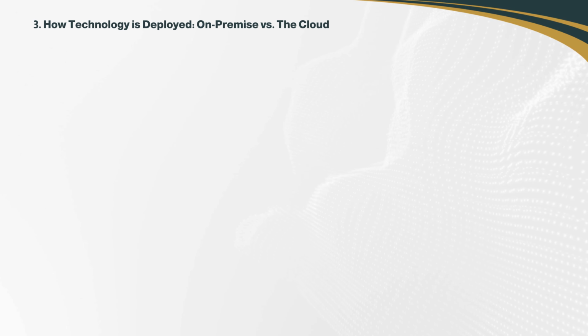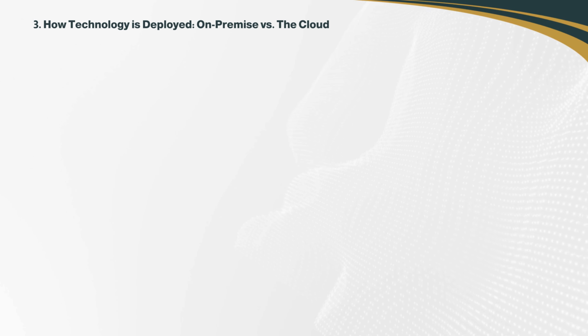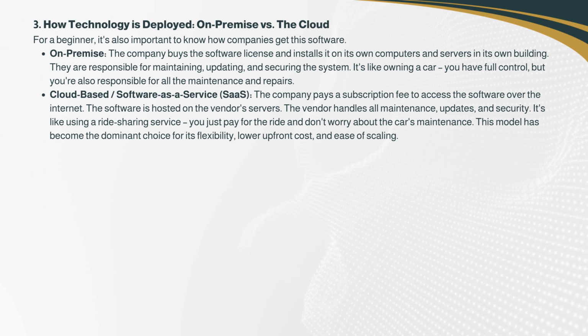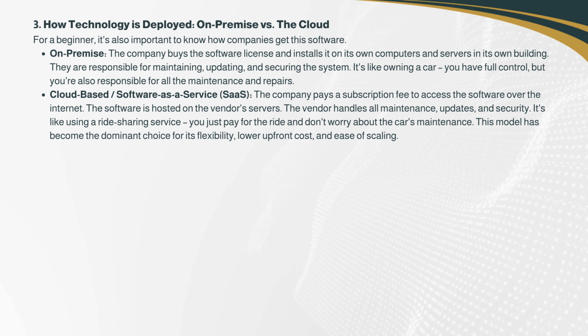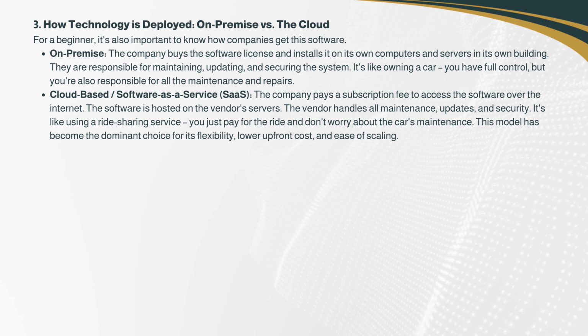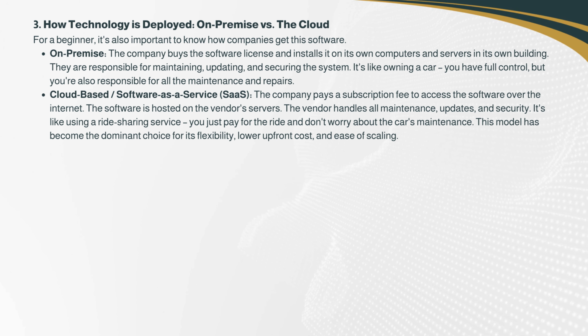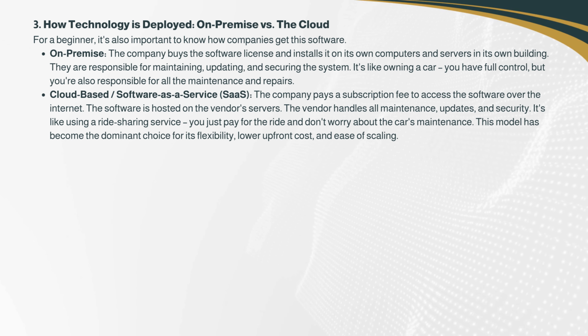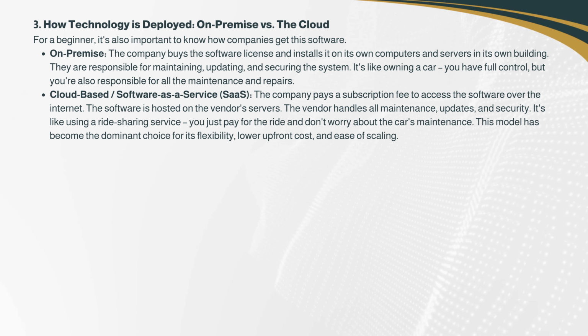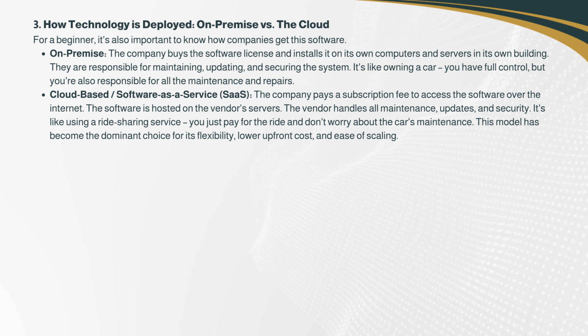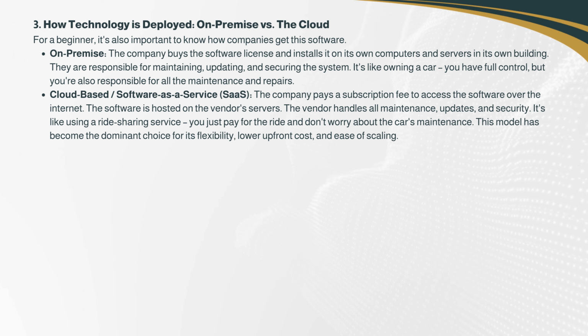3. How technology is deployed: on-premise versus the cloud. For a beginner, it's also important to know how companies get this software. On-premise, the company buys the software license and installs it on its own computers and servers in its own building. They are responsible for maintaining, updating, and securing the system. It's like owning a car. You have full control, but you're also responsible for all the maintenance and repairs.